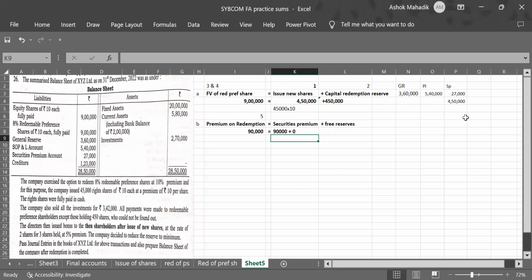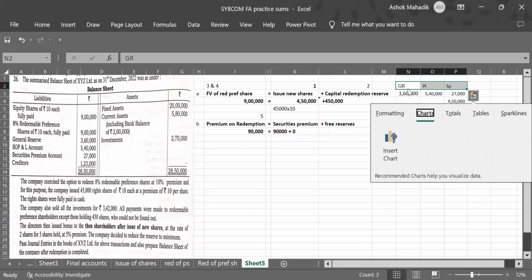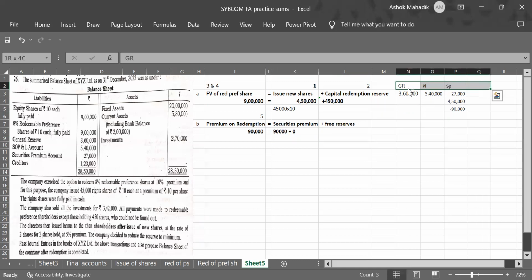Now I'll reduce this 90,000 from security premium because I have used it, right? This will help me to track how much balance I have in all the reserves. Okay, see, I have made a separate note here for all the reserves. I have written their opening balances and whatever plus minus is there, I'll do it here. Okay, so 2 equations are ready. We'll read further.